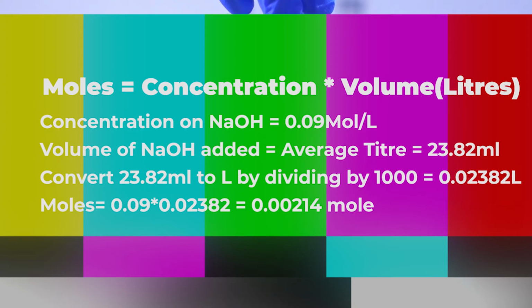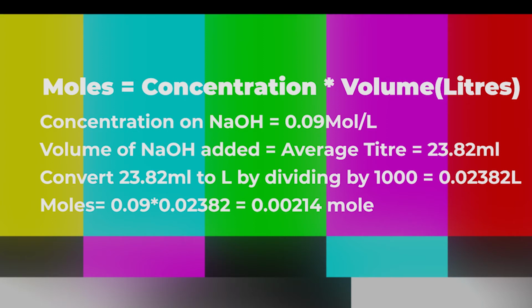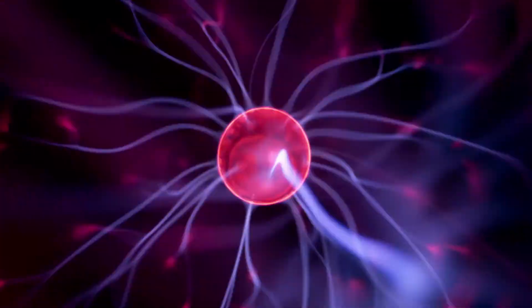To get the volume, we simply average all the titer volumes from our results table. This gives us 23.82 milliliters. We then convert this to liters by dividing by 1,000. Using this information, the moles of sodium hydroxide added to the conical flask from the burette is equal to 0.02382 multiplied by 0.09, which gives us 0.0021428 moles.